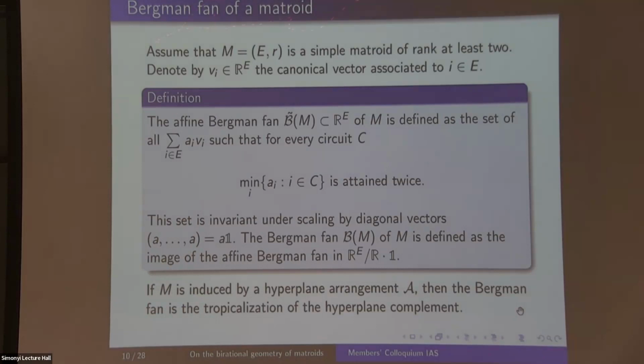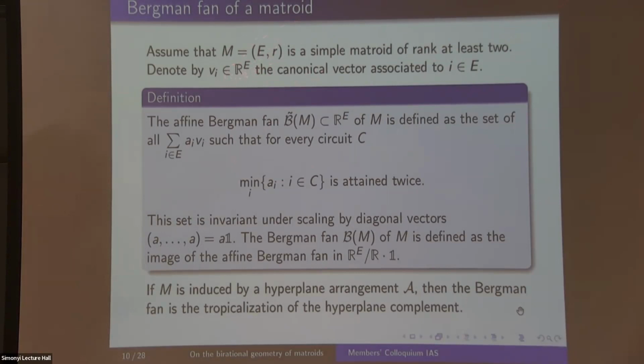We associate now to every matroid a geometric object. We take a simple matroid, and we do this only if the rank is at least 2, so there are at least 2 independent elements in our set. Otherwise, we get something which is very easy and not interesting for our purposes. Then we look at something which is contained in R to the E.